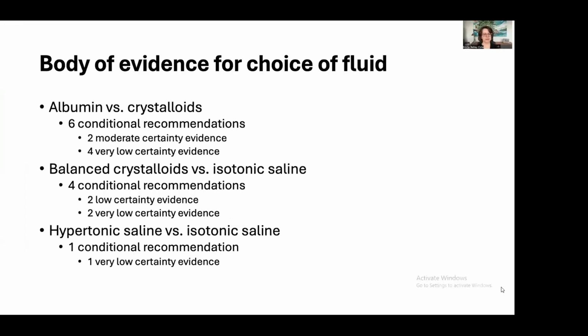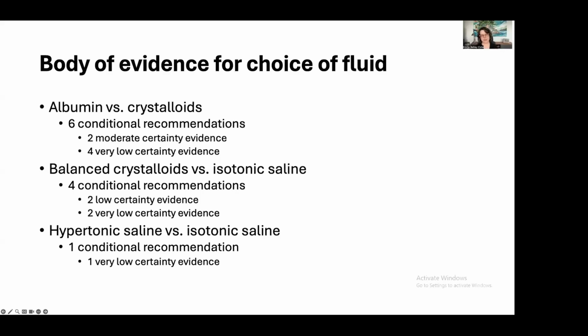Second domain was balanced crystalloids versus isotonic saline. 4 conditional recommendations. 2 were informed by low certainty evidence and 2 by very low certainty evidence. The third domain was hypertonic saline versus isotonic saline. 1 conditional recommendation that was informed by very low certainty evidence.